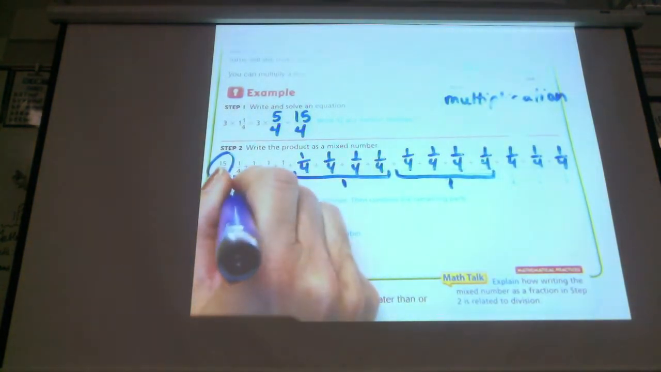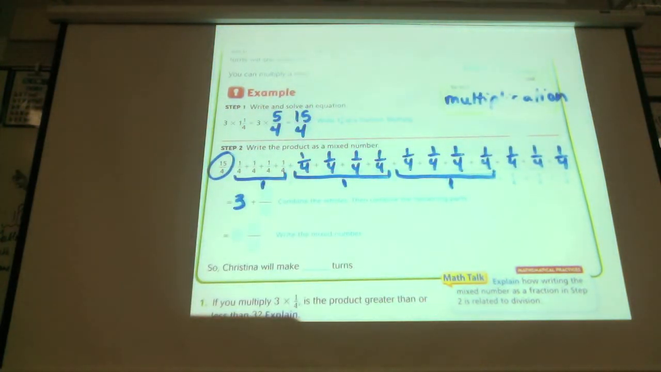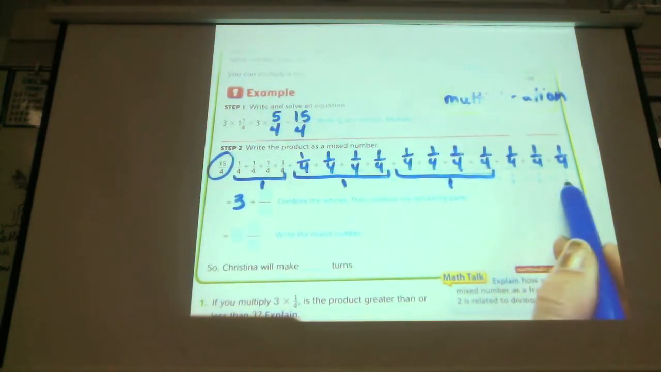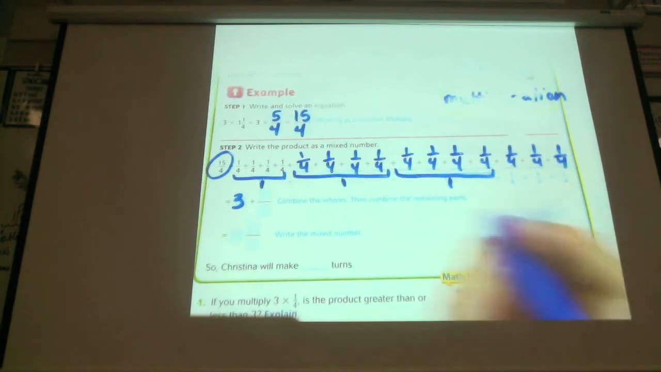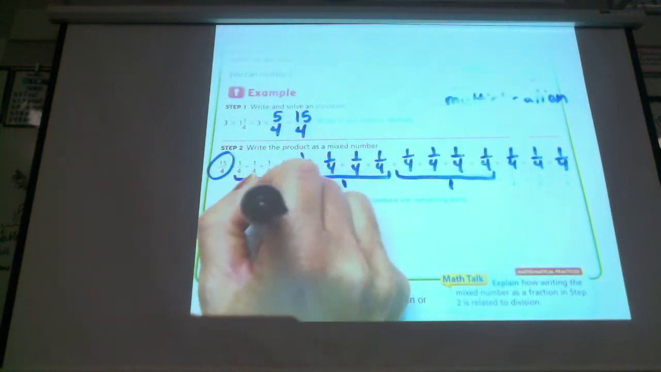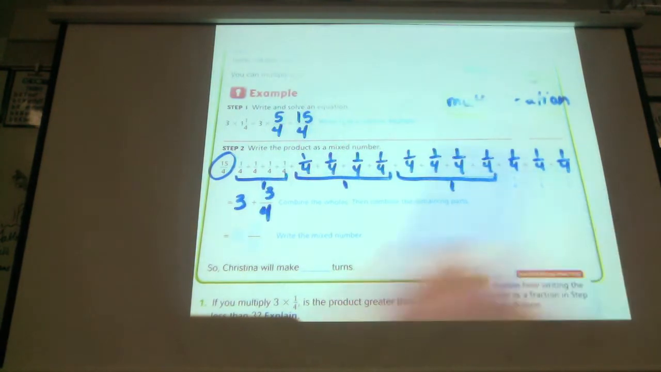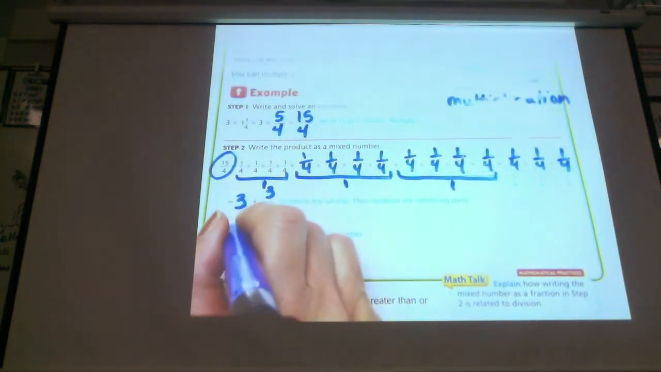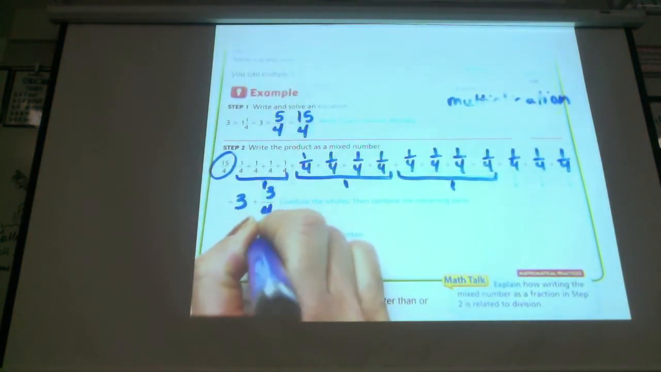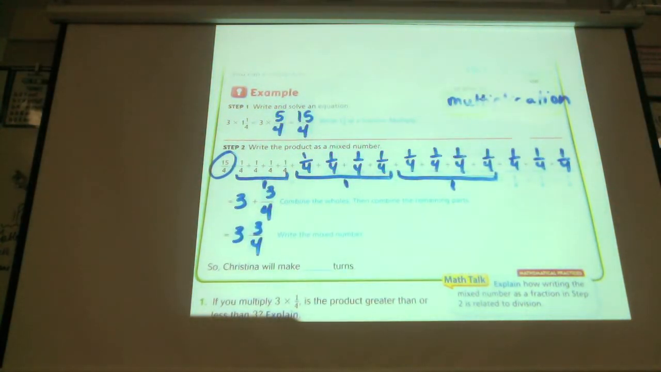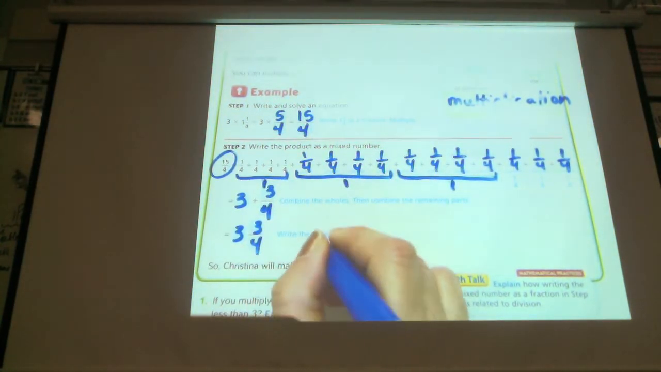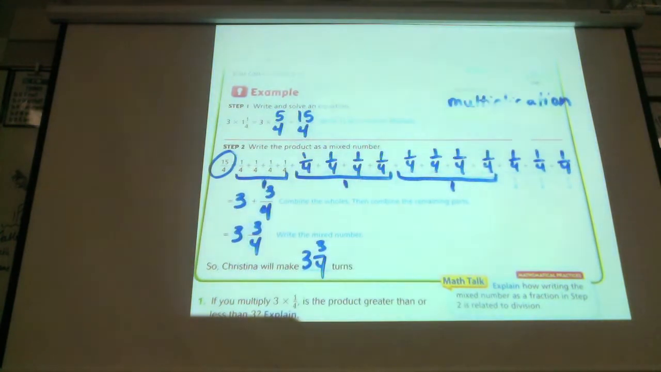3. And then what is my fraction left over here? 3/4. Because there's 1, 2, 3 of them. 3/4. So my mixed number is 3 3/4. So she will make 3 3/4 turns.